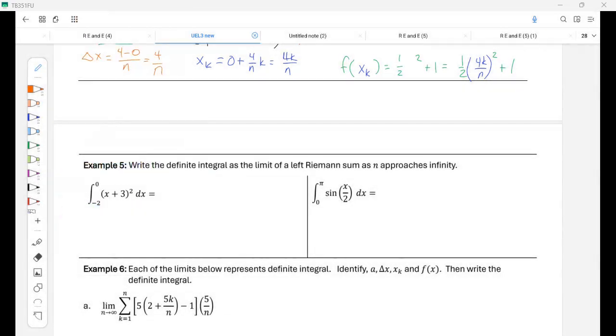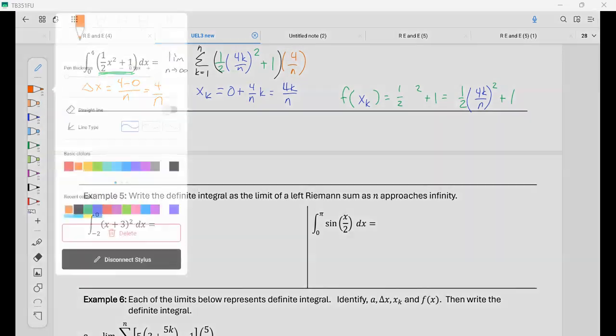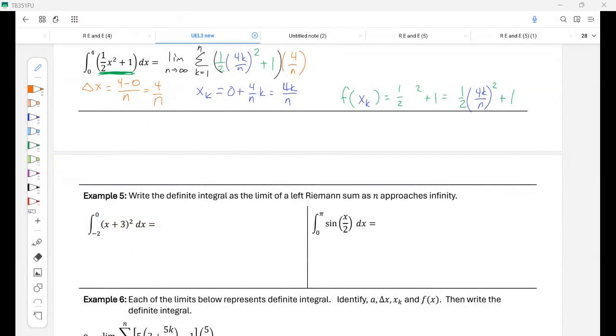Okay. I'll leave the color coding up at the top, so we'll just follow along. Difference here is we've got a left Riemann sum, so we're going to go ahead and write that, in this case, as the summation from k equals 0 to n minus 1. That's going to be the only change that we make. Both limits will be the same regardless of which one we do.